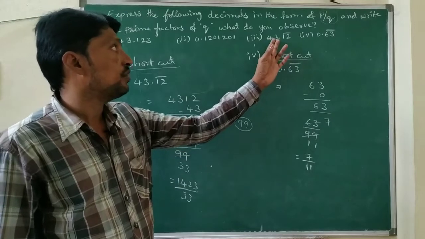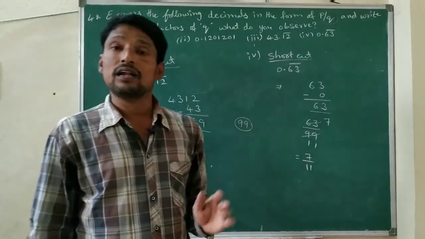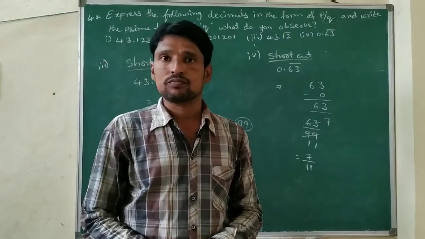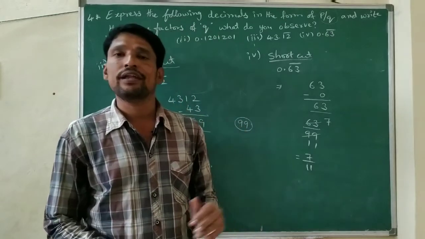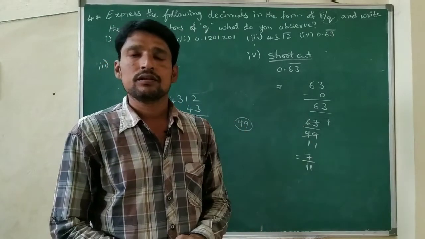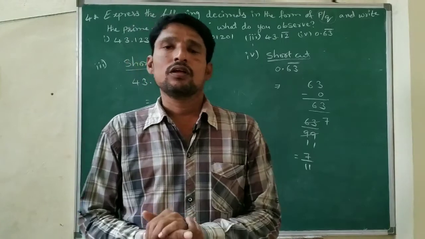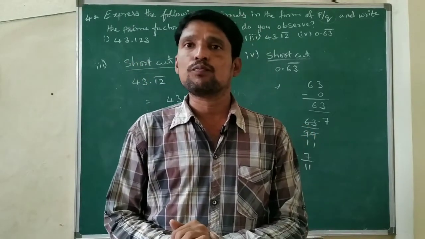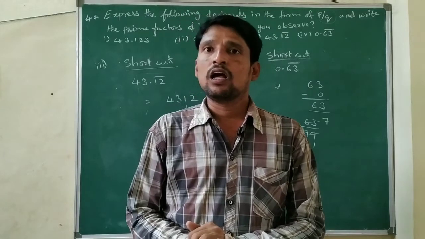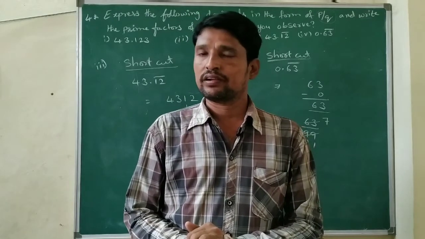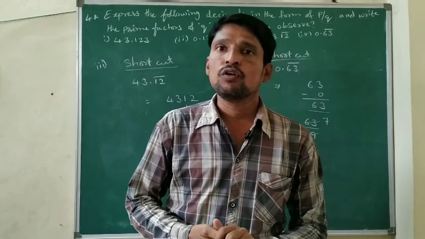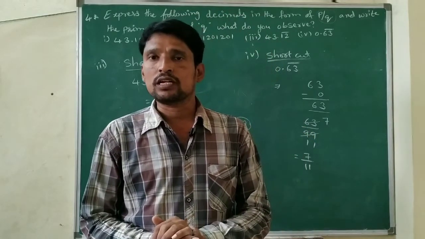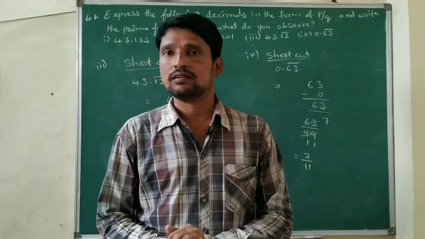We use this shortcut for non-terminating repeating decimals only. Do comment if you have any clarification on this topic. We have seen how to solve decimals in the form of p by q and how to write the prime factors. In the next video, we will show that root 2 is irrational.